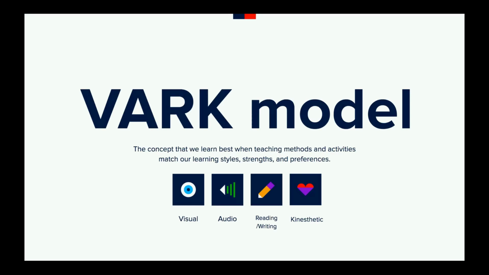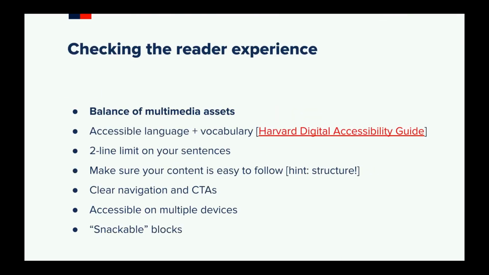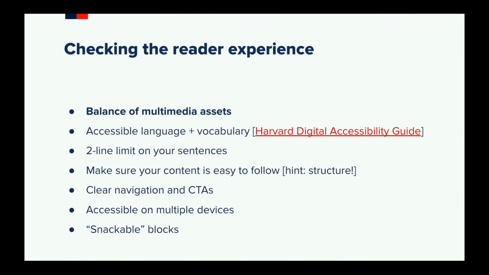So that's why I would really recommend, if you're having issues with engagement, try balancing some multimedia assets. Look at audio, look at video. And of course, I think that's always the recommendation, but I think it's particularly strong when you put it in the perspective of the VARK model. Also, checking the overall reader experience is really important at this point, which is why I've included this link to the Harvard Digital Accessibility Guide. That's to basically make your content accessible to people with and without impairments. So there are a lot of really great tips in there.